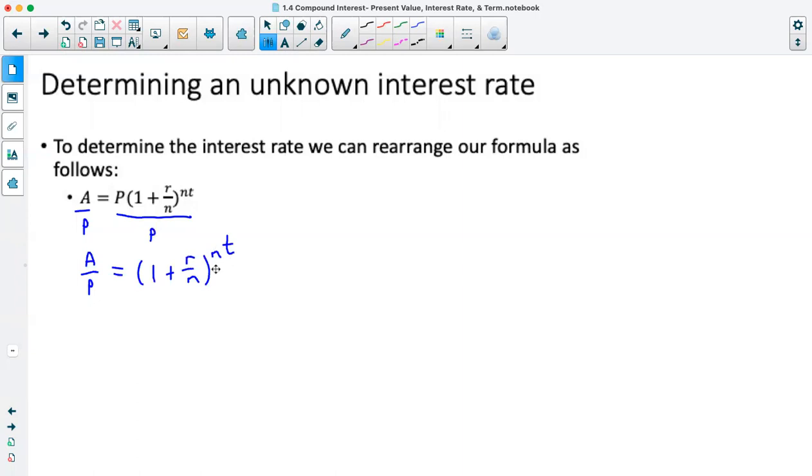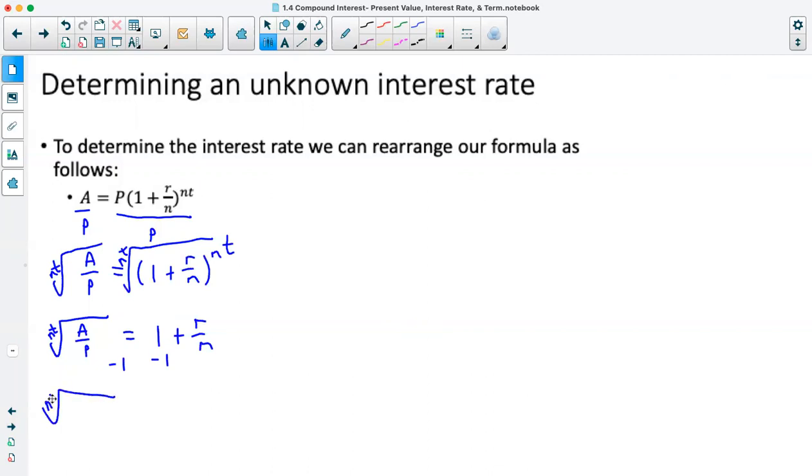Now, our next problem is the exponent. So we need to get rid of the exponent on this side. So what we'll do is take the NT root of both sides. So the NT root of A over P is equal to 1 plus R over N. We would then subtract 1 from both sides. So we have the NT root of A over P, minus 1, making sure you leave this minus 1 outside of our root, equals R over N.